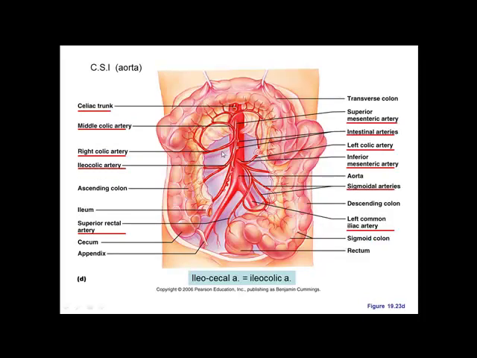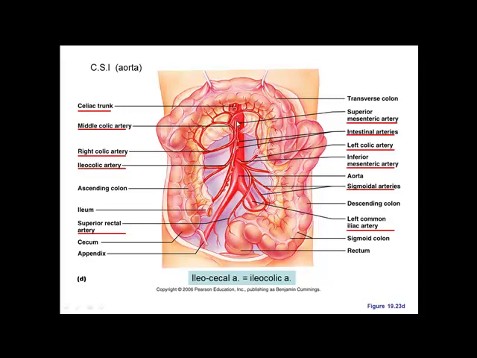Okay, this picture looks really messy, but it's not that bad. So let's take a peek at it. First off, here's our celiac trunk, and our branches off the celiac trunk were HLS, if you remember. So we had our hepatic artery proper, that covered the liver. We had our left gastric artery, and then we had our splenic artery heading to the spleen. So let's work down now to our superior mesenteric artery, which is this guy right here.